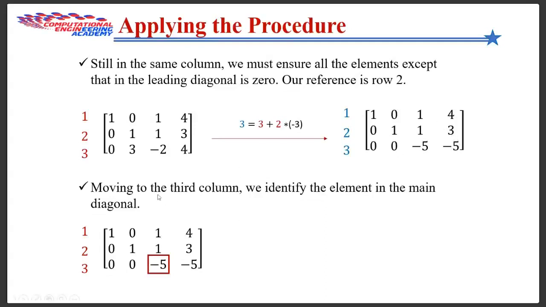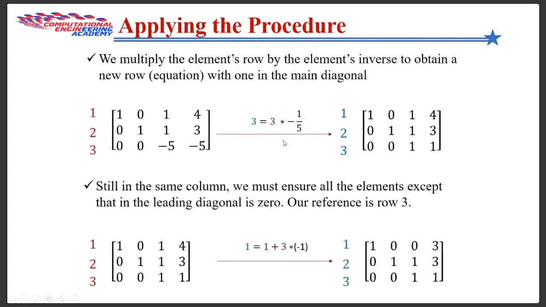So finally, we'll go to our third column, and on the third column, we identify the element in the main diagonal, which in this case is -5. Having -5 is the same thing again. We multiply by the inverse of that -5, and then we will get 1 here also on the main diagonal, and we can continue. It is the same process right till the end.